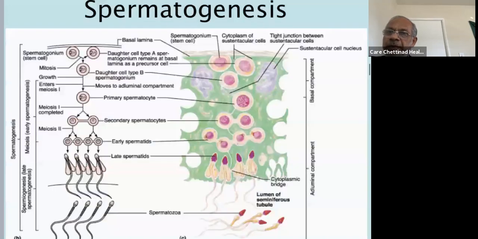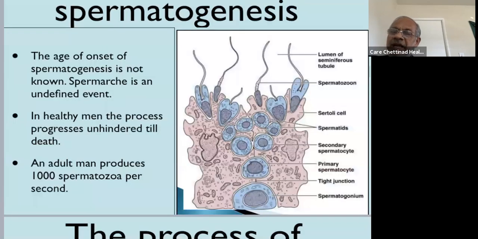That pictorially represents spermatogenesis. You can see the Sertoli cells with irregular nuclei, how they closely support the growing germ cells from spermatogonium to spermatocyte to secondary spermatocyte, spermatid, and spermatozoa. The process of spermatogenesis is again described in this picture also. Spermarche is an undefined event. Remember, the process goes uninterrupted till death. An adult man produces 1,000 spermatozoa per second.